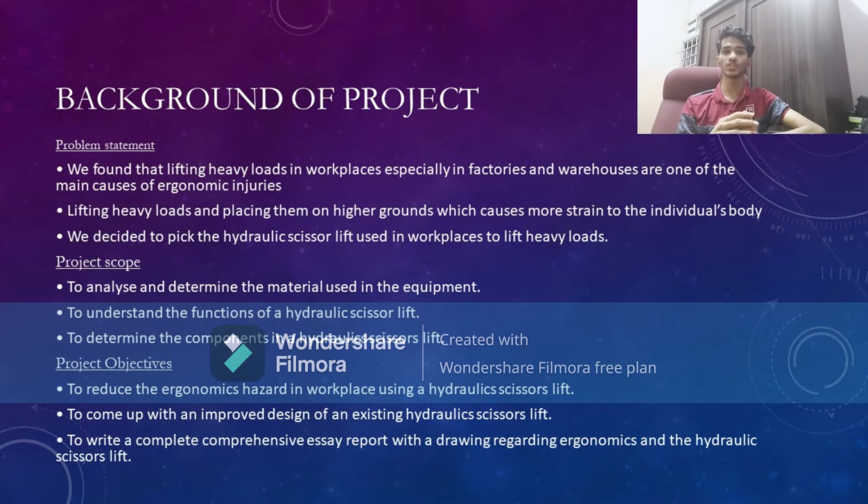Project scope. The first project scope is to analyze and determine the material used in the equipment. Next is to understand the functions of a hydraulic scissor lift. And finally, to determine the components in a hydraulic scissor lift. For project objectives, the first objective is to reduce the ergonomic hazard in a workplace using a hydraulic scissor lift. Next is to come up with an improved design of an existing hydraulic scissor lift. And finally, to write a comprehensive report with a drawing regarding ergonomics and the hydraulic scissor lift.